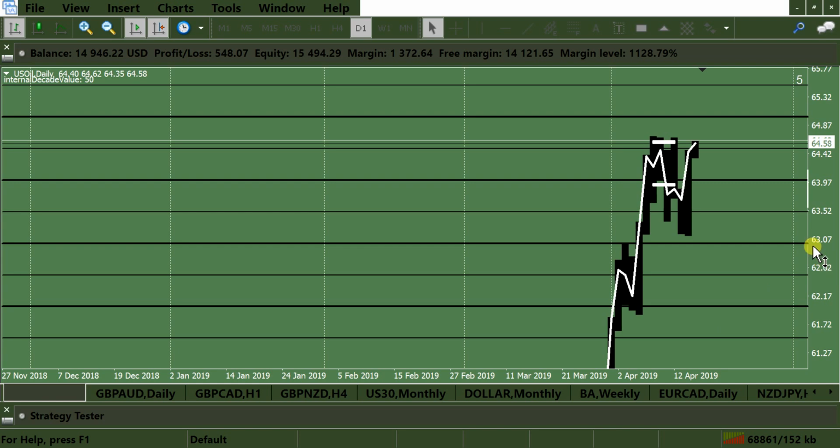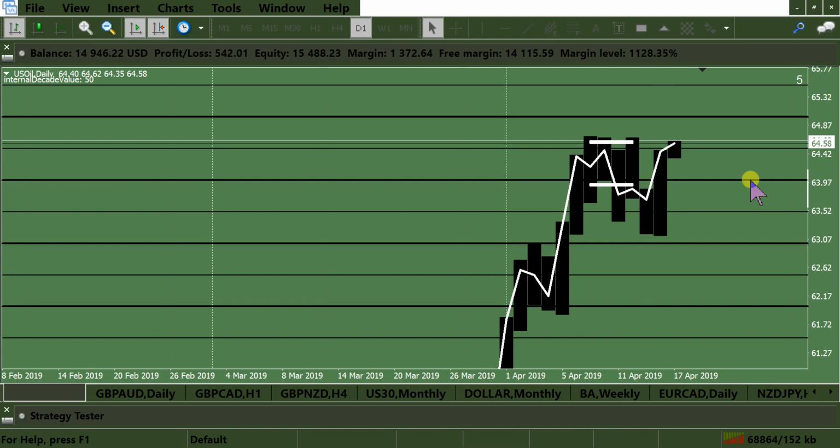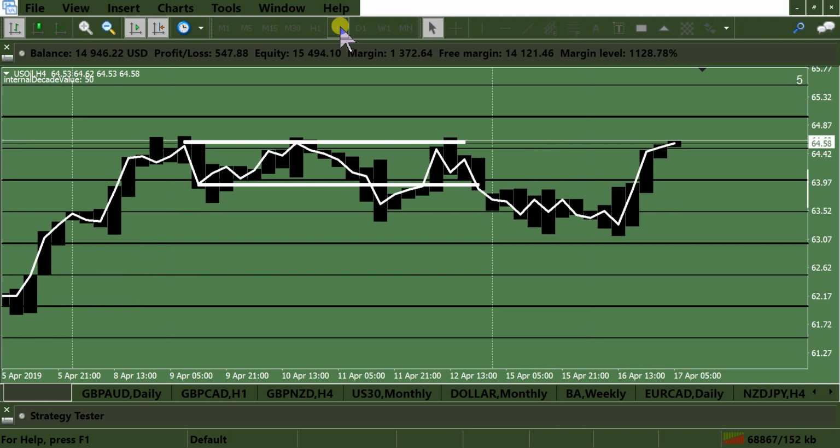Oh, here's the crude oil thing. So crude oil's been going sideways and flagging out. And this is the daily chart. On the 4-hour chart, it's a different scene, right?